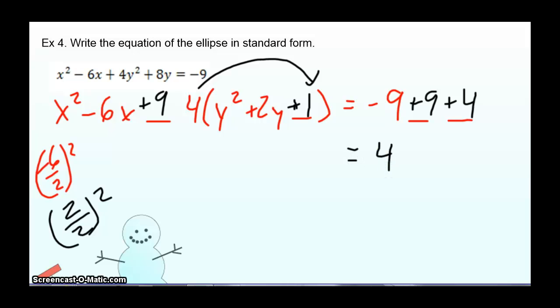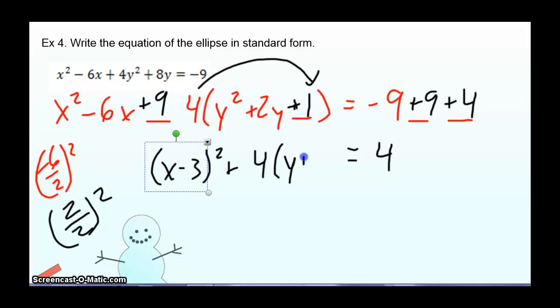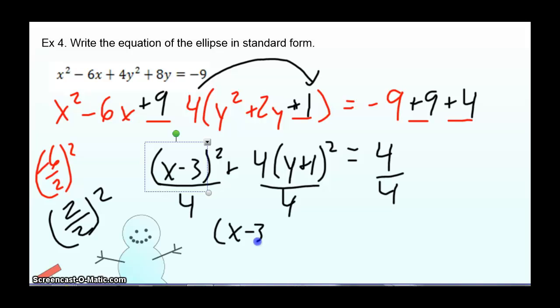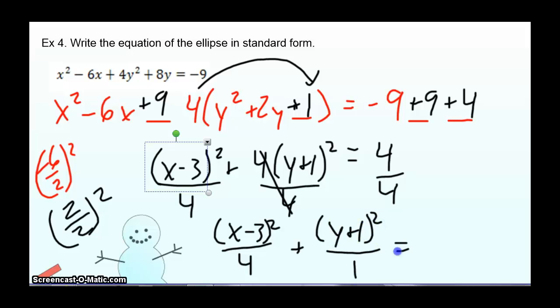On this side, I'm going to factor my x's. So I'm going to get x minus 3 squared plus, keep the 4 there, and then factor the inside, y plus 1 squared. Now I'm going to divide everything by the number on the end. So if I divide everything by 4, I'm going to get x minus 3 squared over 4 plus, the 4's cancel, I just get y plus 1 squared, and technically it would be over 1 equals 1. So that would be my equation of the ellipse.